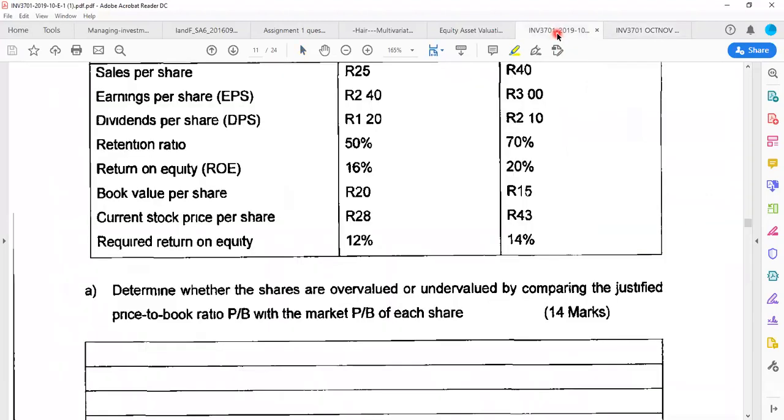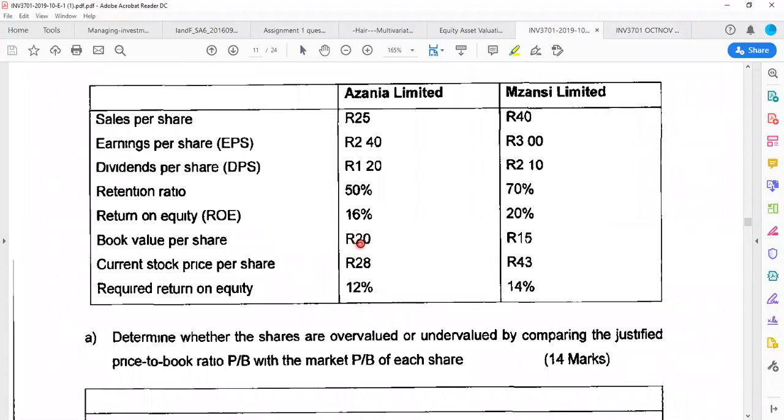Very simple. All the information is given there. It's just a matter of substituting. So be on the lookout in the exam. If you're asked to calculate a market ratio based on price to book, price to earnings, if it's market, you're simply taking the market price divided by the book value, right?